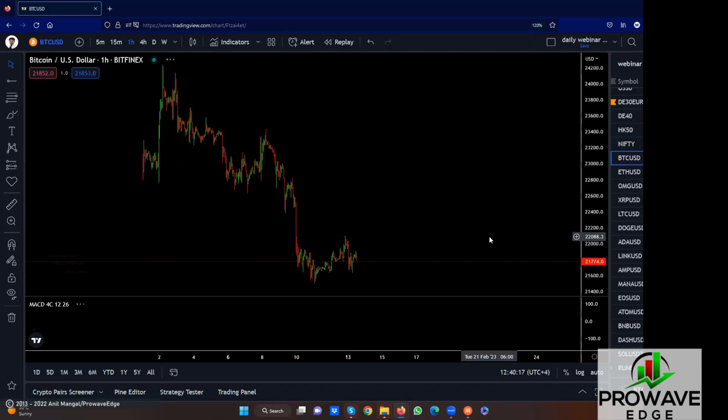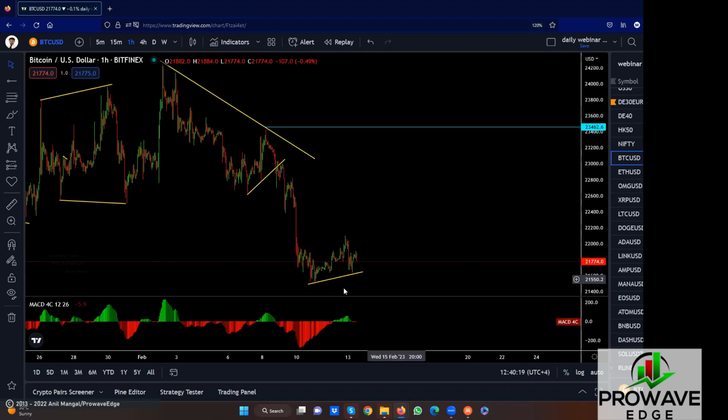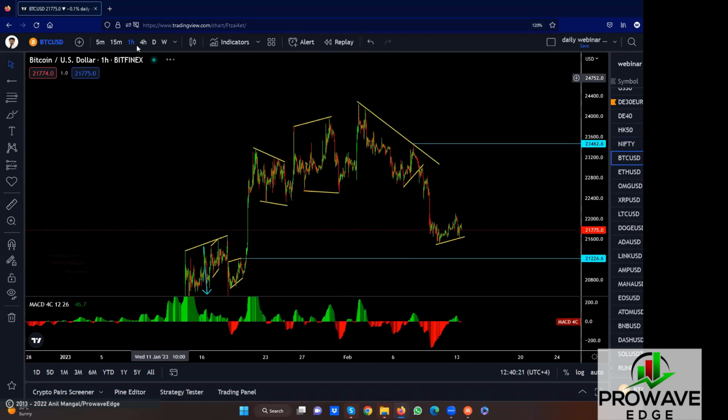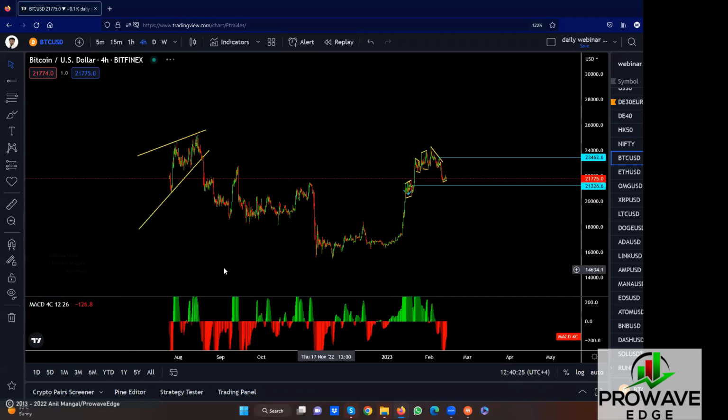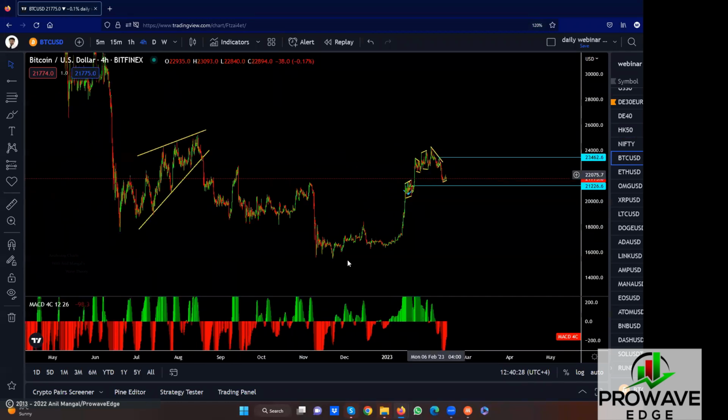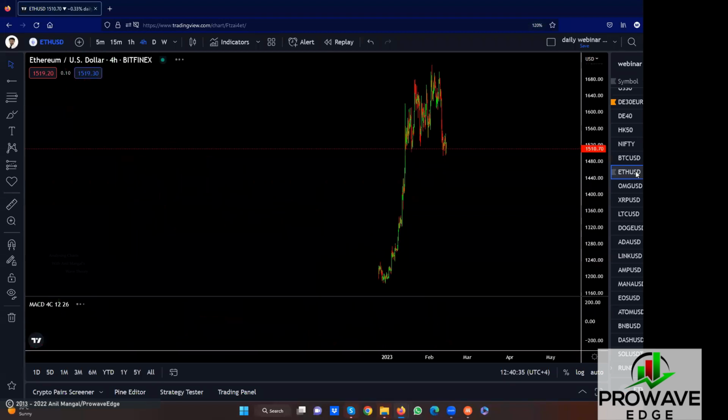So let's look at Bitcoin very quick. Looks a little more downside, at least for now. Can it go back and retest the low? It can. This one is not exactly the most impulsive move up, so we can go and retest that low. Don't be surprised, right? Same thing here.